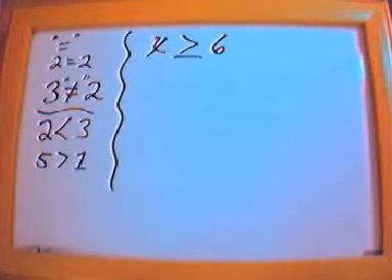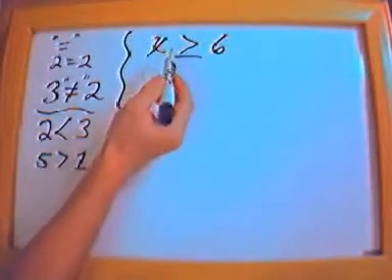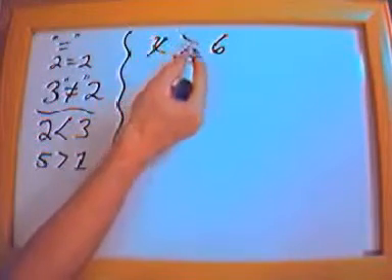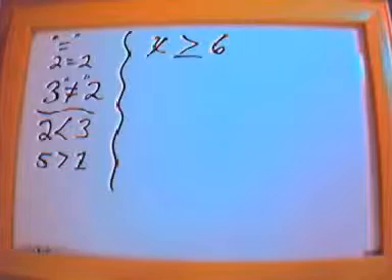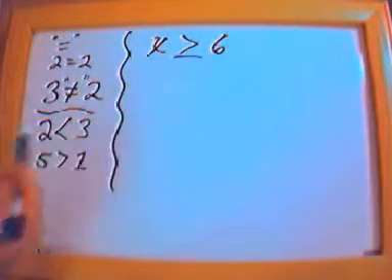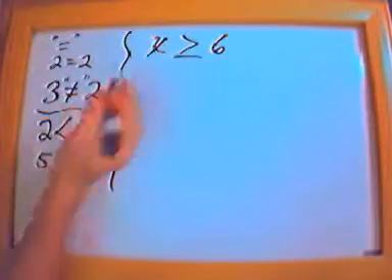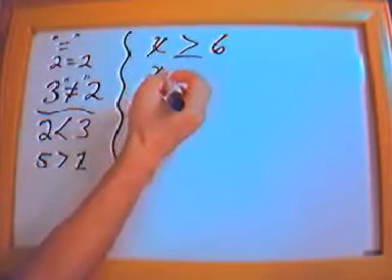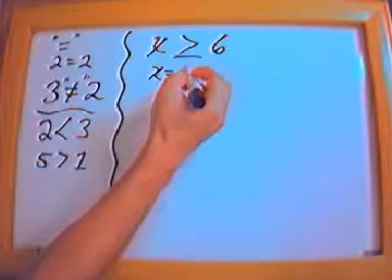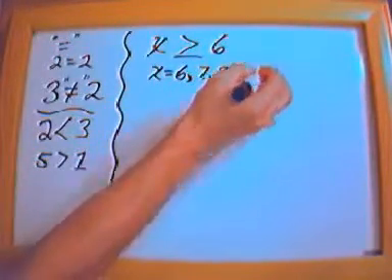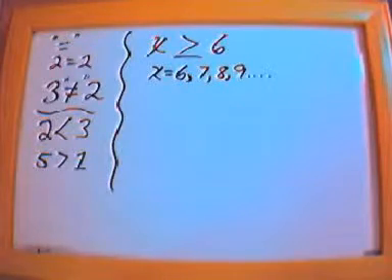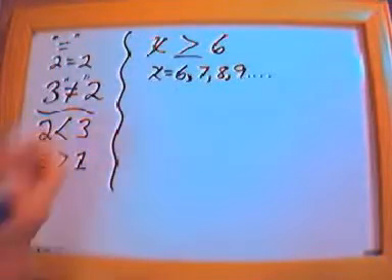Now what I've written there is a new symbol, and it's not simply greater than. It's greater than or equal to. That is what the line under there means. So greater than or equal to 6. That means x must be either 6, 7. So you can just do it like this. x must be equal to 6, 7, 8, 9, on up, because x is always greater than or equal to 6.